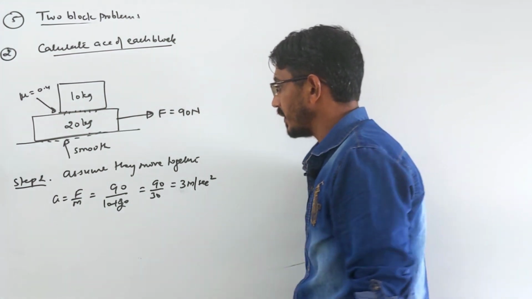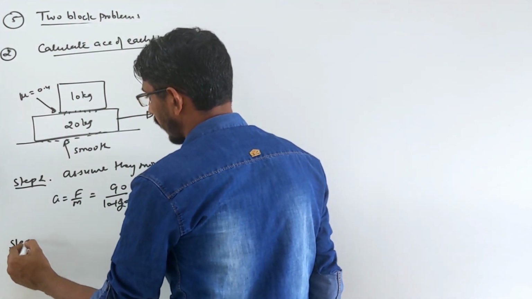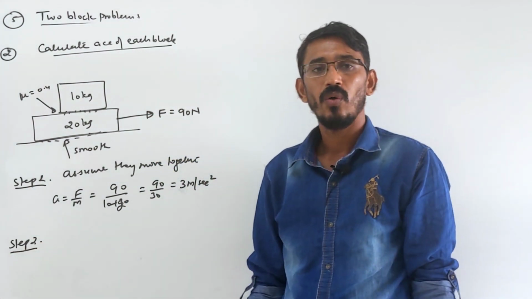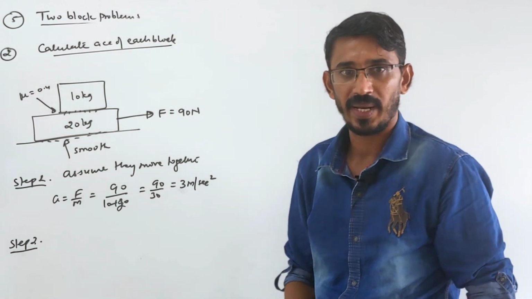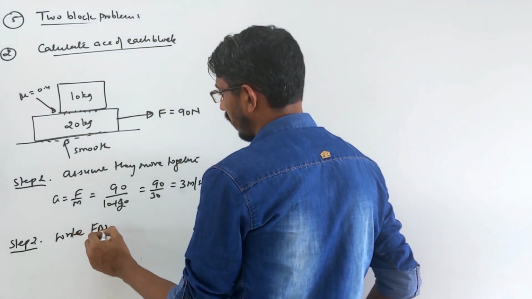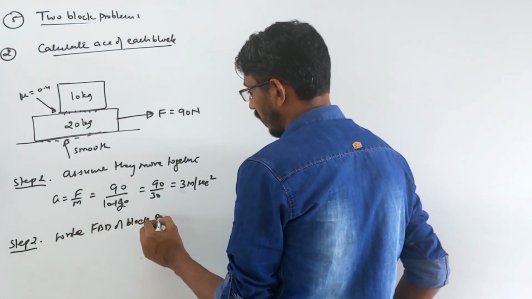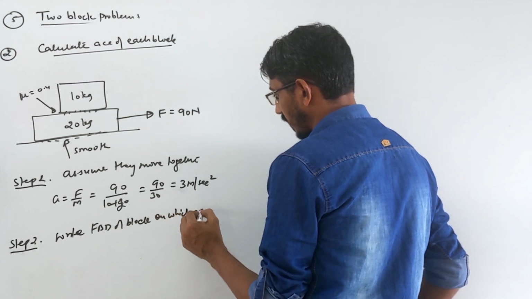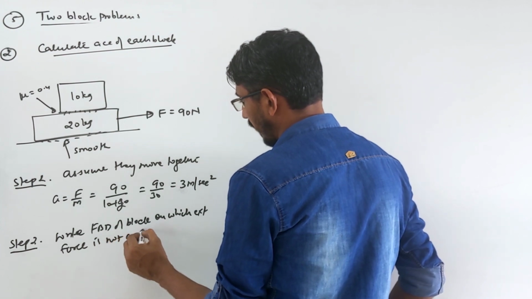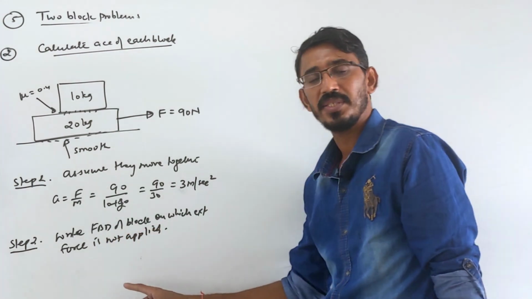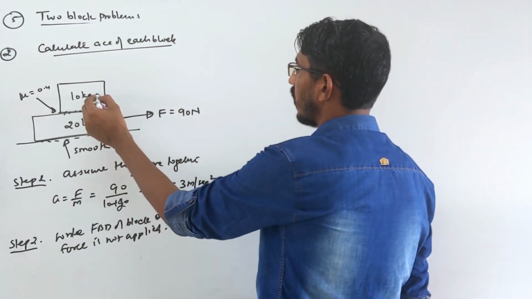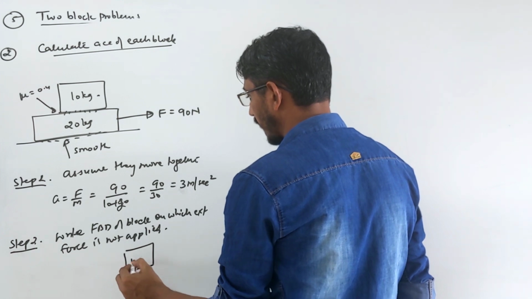Step 2 was like this. What was step 2? You have to write the FBD of the block on which external force is not applied, correct? And in this step we have to calculate the frictional force required to move. So this is the block where we write the FBD, where external force is not applied, the 10 kg block.